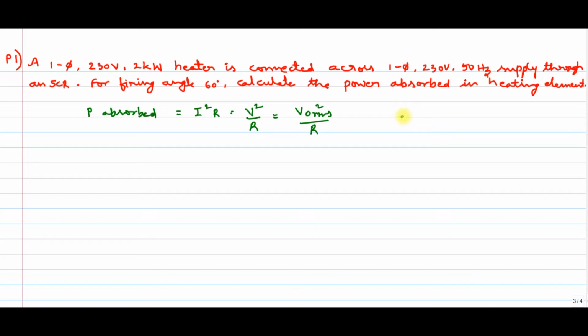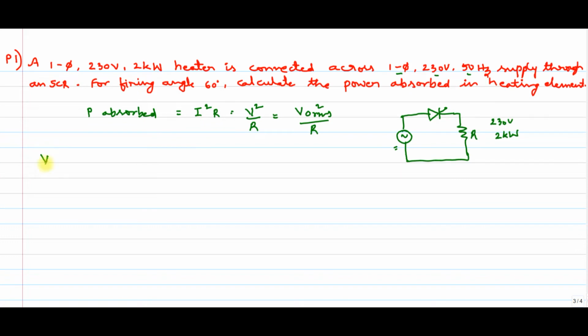The problem is like this. One SCR is here and it is connected to the heater. This is the heater and this is the supply. The single phase 230 volt 50 hertz supply is this one, and we have to find this resistor. Of course something has been given. 230 volt and 2 kilowatt rating has been given. So now my job is to find out Vo RMS and R. So how to find Vo RMS?